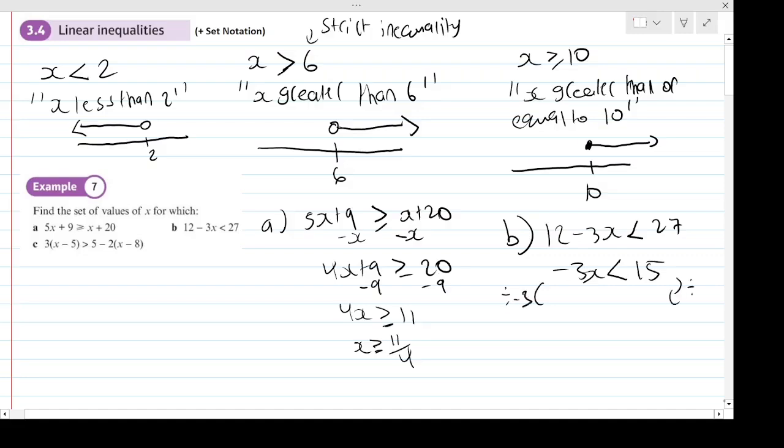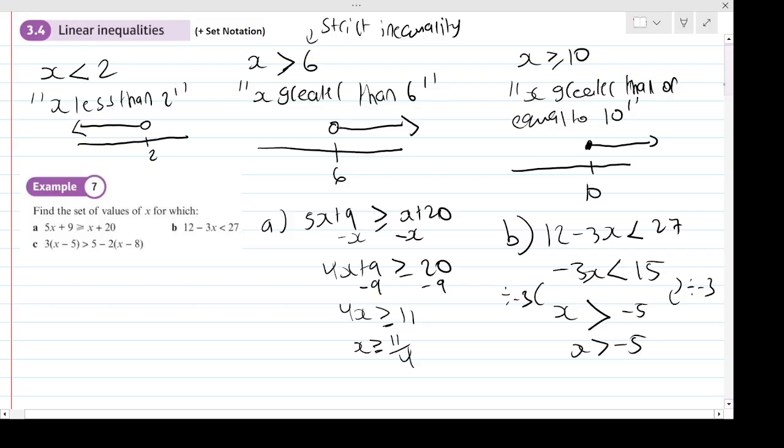However, we're dividing by a negative number. So we have x and 15 divided by minus 3, that's minus 5, as expected. But you need to reverse the sign. So if it's less than, then it needs to become a greater than instead. So this is your solution, x greater than minus 5. And there we are. Cool.